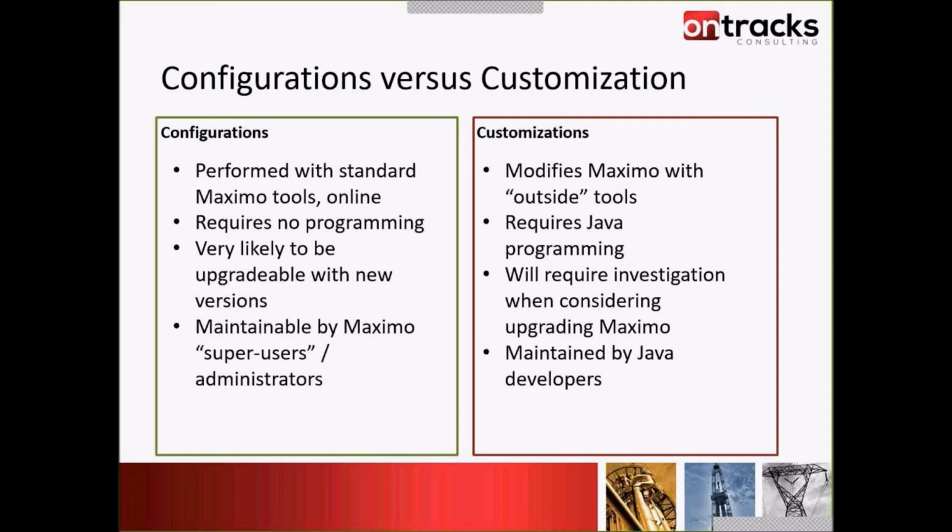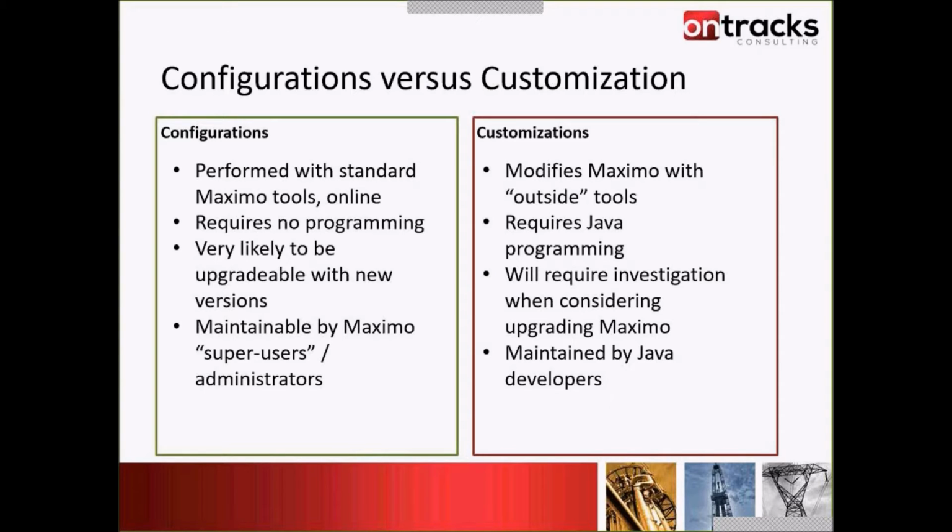The configurations are very likely to be upgradable with new Maximo versions. I say very likely. Since I've been doing this for 17 years, I can for sure name some configurations that didn't migrate. But the assumption is that if Maximo's aware of it, we use the Maximo tools, it should be upgradable. When I move from 7.1 to 7.5 or 7.5 to 7.6 or 7.6 to 7.next or whatever it is, that should be upgradable. And typically, configurations are maintained by Maximo super users or administrators. So the sustainment teams, your system admins, can typically maintain most of those configurations.